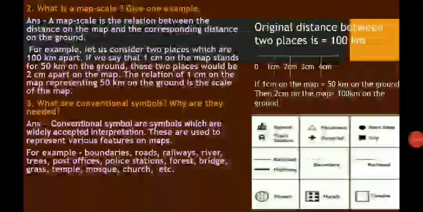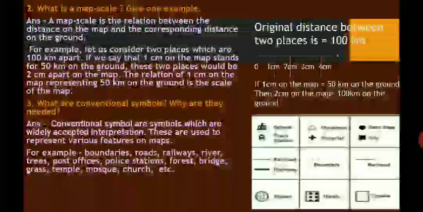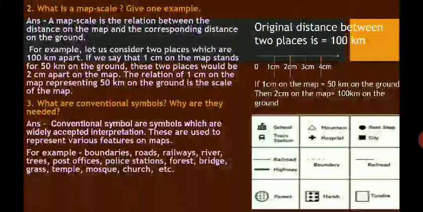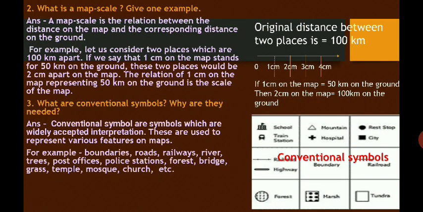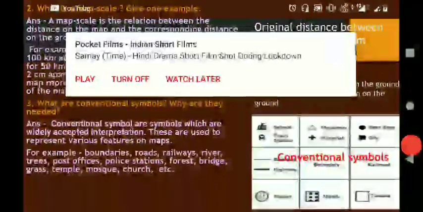So what are the features? It represents, for example, boundaries, roads, railways. Look at the picture: schools, train stations, mountains, hospitals, some symbols are there. Next, forest, rest stop, city. So these are the conventional symbols.